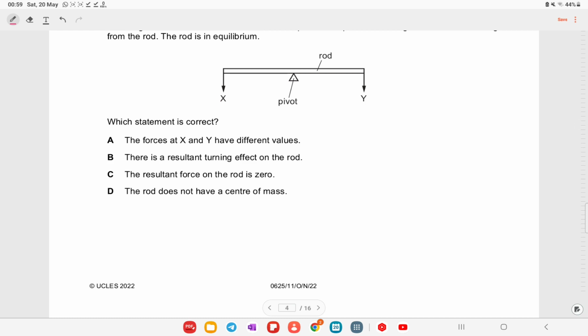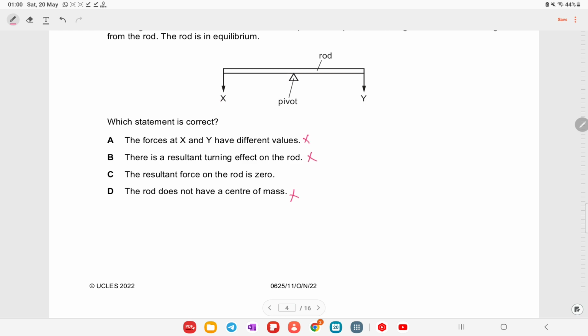The x and y have different values. No, it's not like this. There is a resultant turning effect on the rod. The resultant force on the rod is zero. The rod does not have a center of mass. This is again wrong. This is not possible.